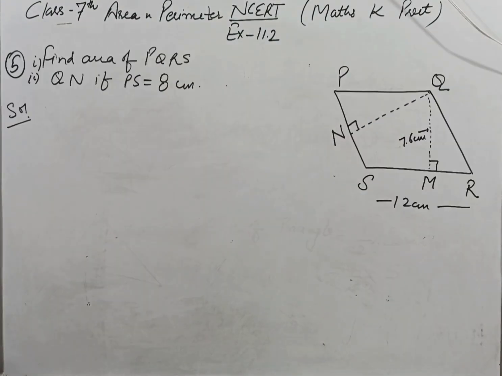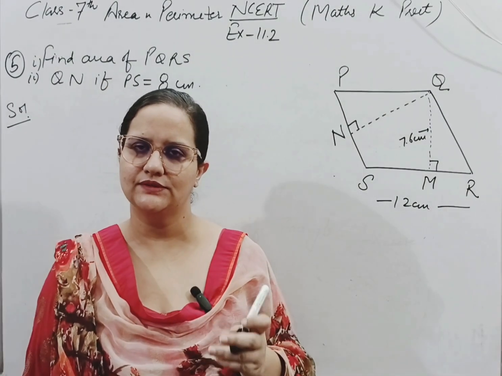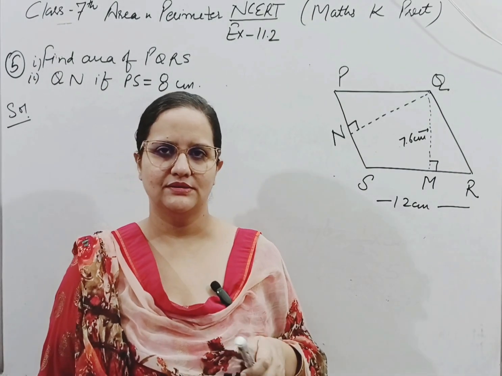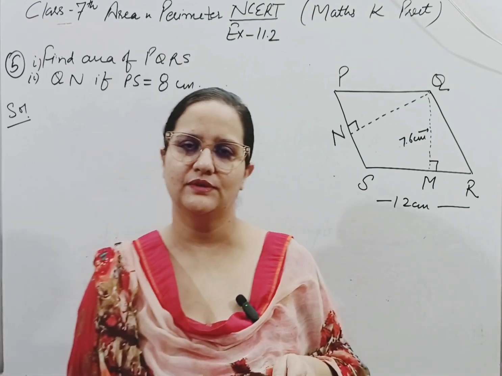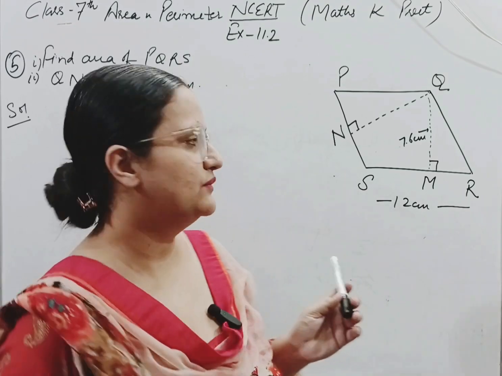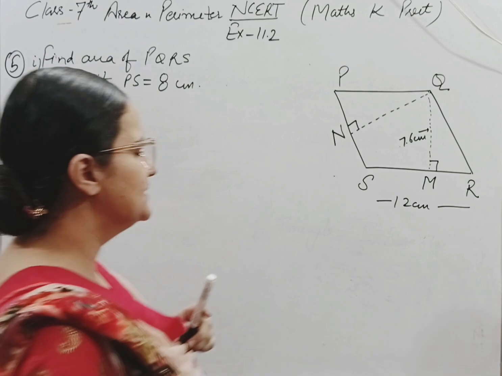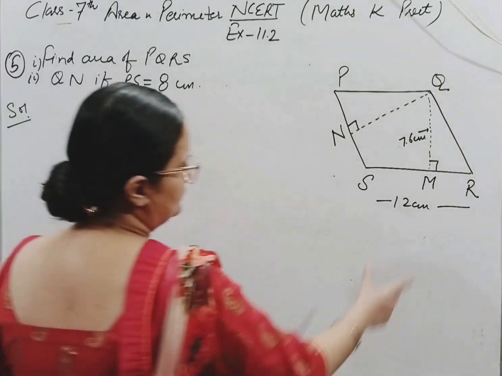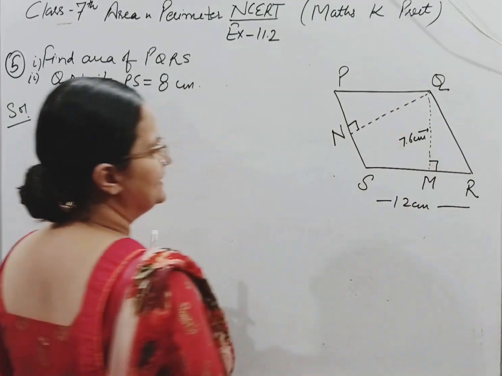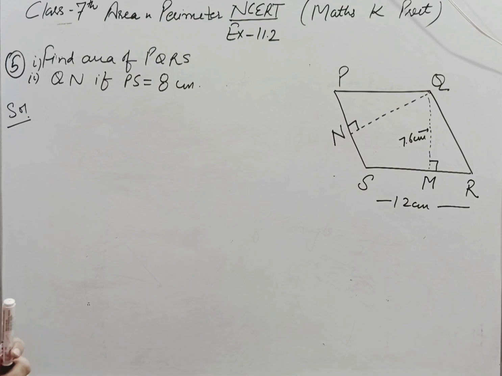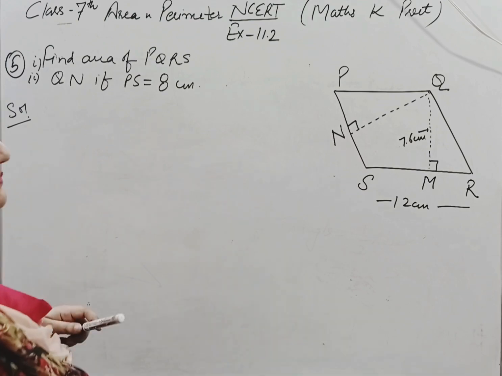So this is question number 5 from exercise 11.2. The first 4 questions are quite easy. We have done 4 parts from those questions. You can do the rest of the parts by yourself. This is question number 5. A figure is given to us: PQRS parallelogram with SR equal to 12 centimeter and QM height given 7.6 centimeter. It is asking us to find the area of PQRS.